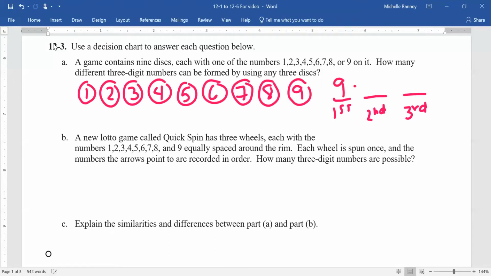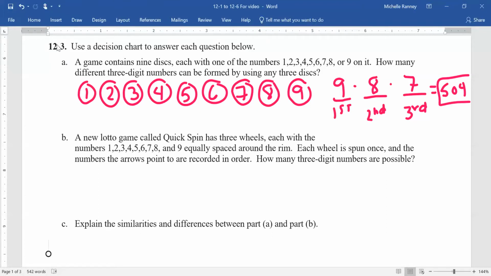Now, once I pick that disc, it isn't available for me to pick anymore. So now when I go to pick my second number, I only have 8 discs left. And then when I go pick my third one, I only have 7 discs left. So I'm going to take 9 times 8 times 7, and I'm going to work that out, and that ends up being 504.